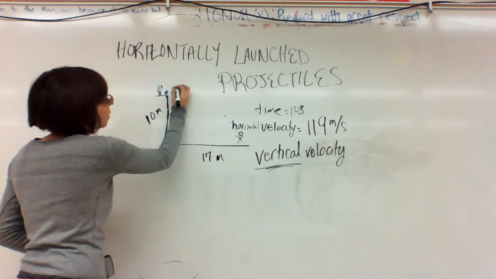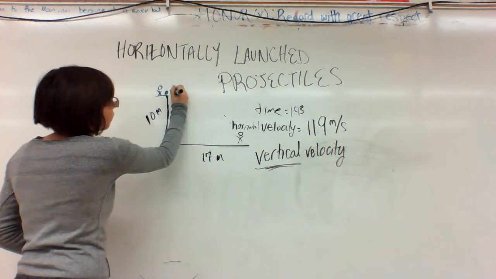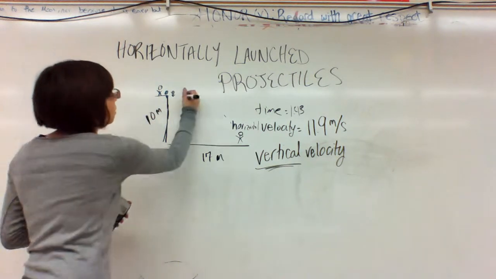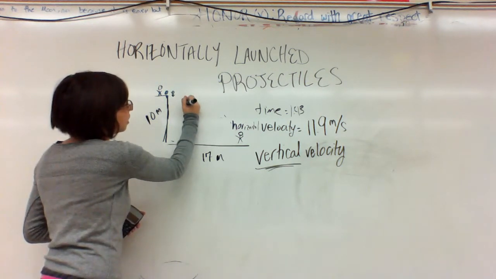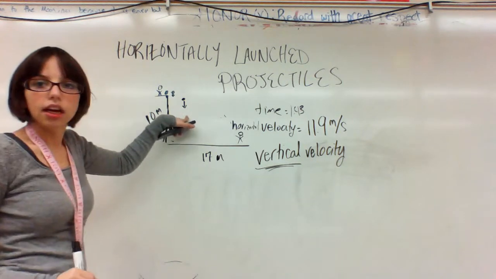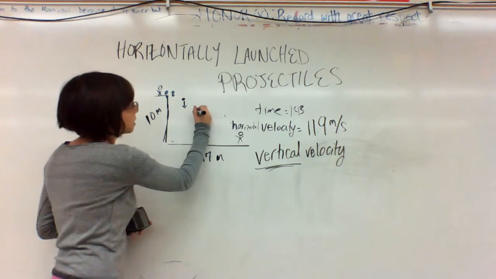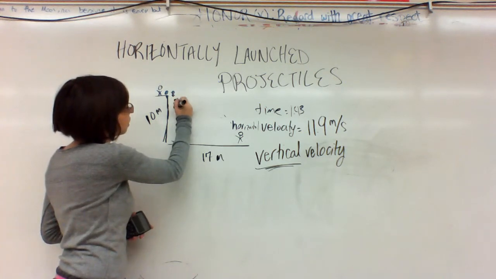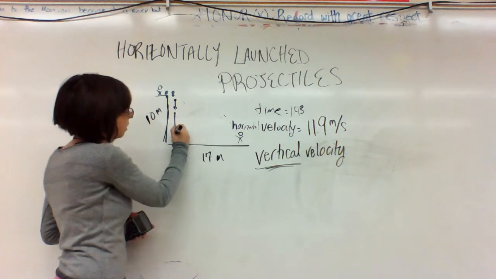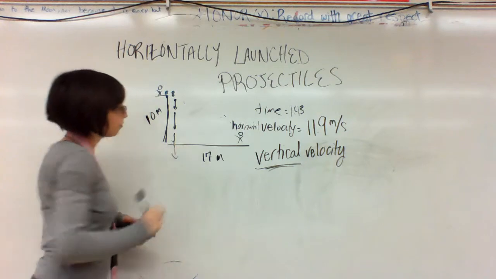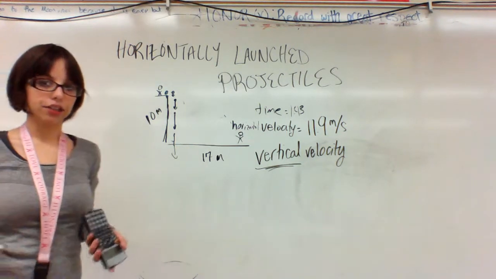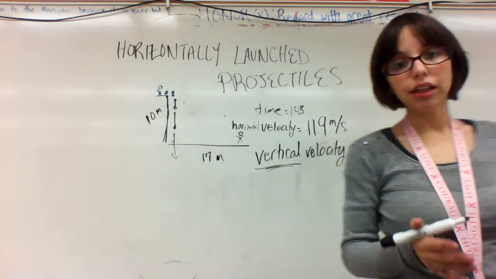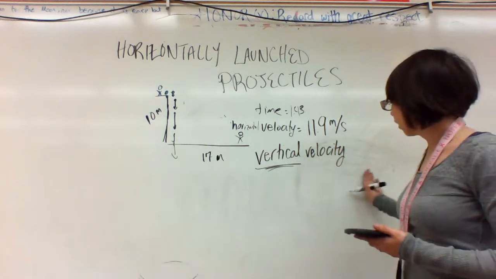So it had no vertical velocity, but as it travels, as time increases and it's accelerating, its velocity is going to get larger and larger and larger. And so I'm making these arrows larger and larger. That magnitude is going to increase. So, how do I do that? How do I find my final vertical velocity?